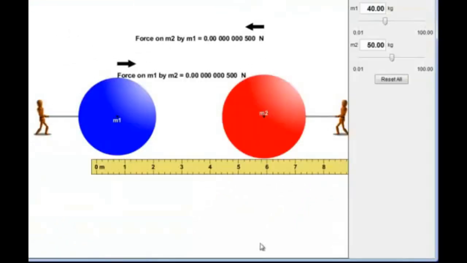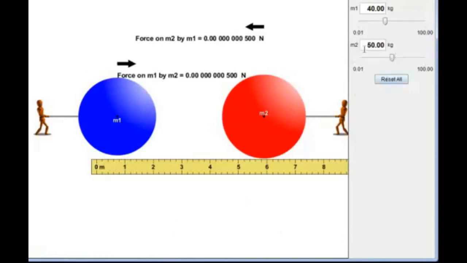Let me show you a little simulation here. Here we have two objects, and they have two masses. One has a mass of 40 kgs, one has a mass of 50 kgs, and what do you know? It has a force of attraction, a force of gravity on each other. And that force is 500 newtons. And take a look. Each one is feeling an equal but opposite force.